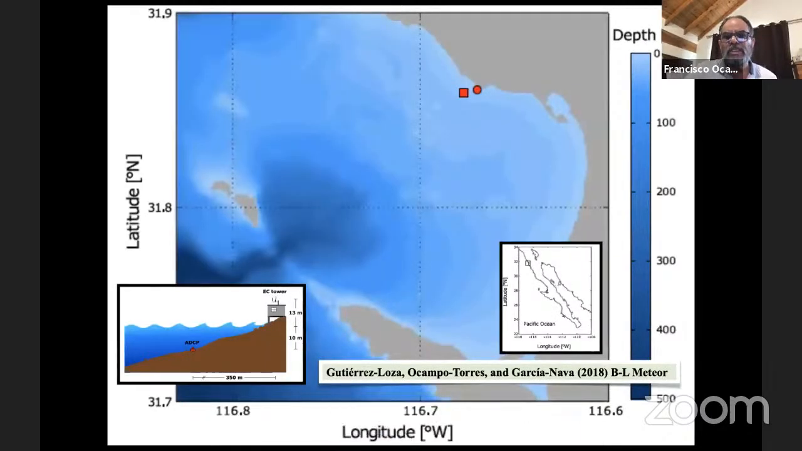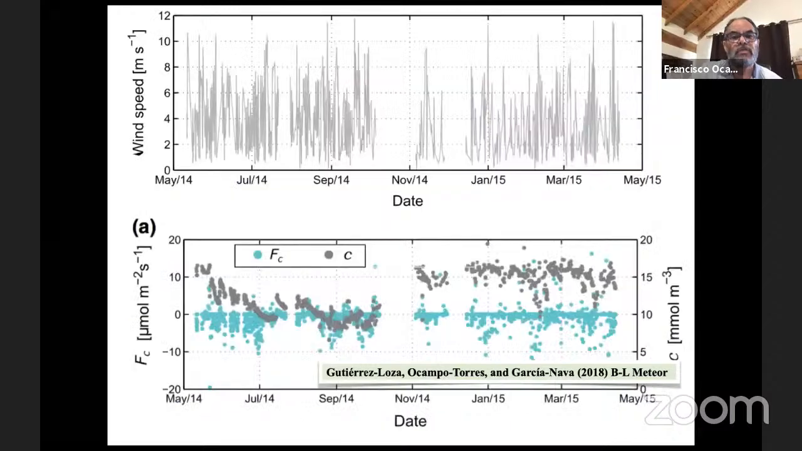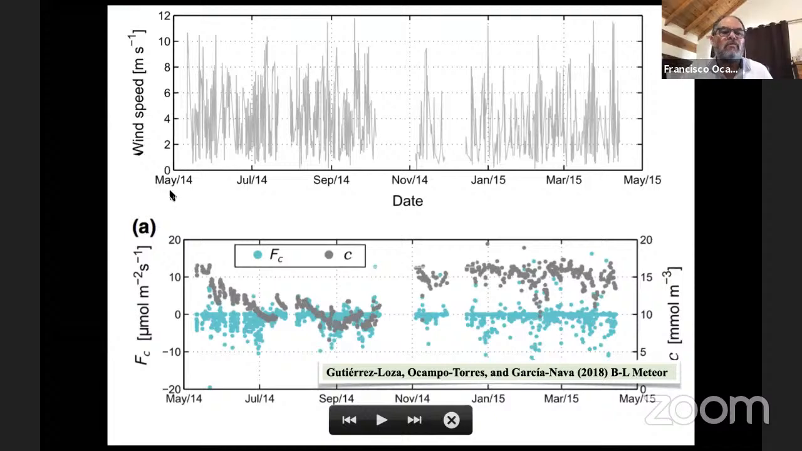We did some measurements in the field, in the coastal region in Todos Santos Bay, with an ADCP to measure the waves about 2 or 3 kilometers from the coast. And we had an EC tower, eddy-covariance tower, just looking at the surface of the ocean to estimate the CO2 fluxes. So the results are these: the time series of wind speed from May 14 to May 15.